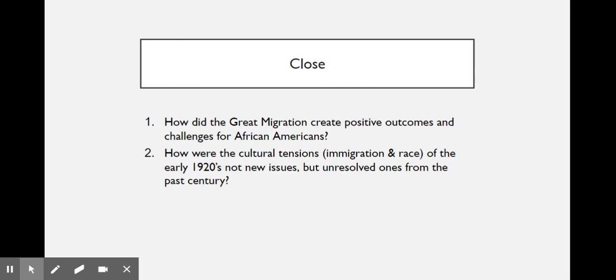So the first question we want to be able to answer is, how did the Great Migration create positive outcomes and challenges for African Americans? And the second one is, how were the cultural tensions, in particular those about immigration and race, of the early 1920s not new issues? How can we historically look back, right? This is our complexity. Where can we see issues in terms of nativism and certainly suppression of African Americans in earlier parts of our nation's history that help us understand why we're still seeing these elements in 1920? So ultimately, how are these unresolved issues from the past century?